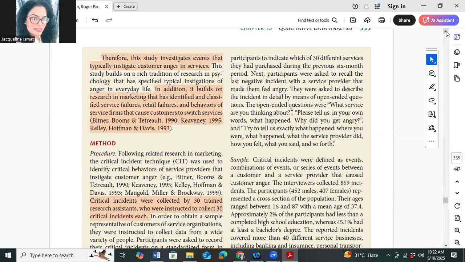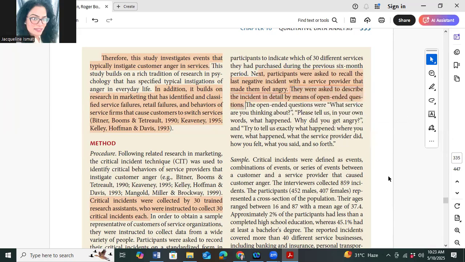is supposed to indicate which of the 30 different services they have purchased during the previous 6 month period. 30 services हमने इनको कौन सी purchase किया. Next, participants were asked to recall last negative incident with service provider that made them feel negative. कोई एक negative encounter. They were asked to describe the incident in detail by means of open-ended questions. तो कुछ questions हमने open-ended भी रखे.